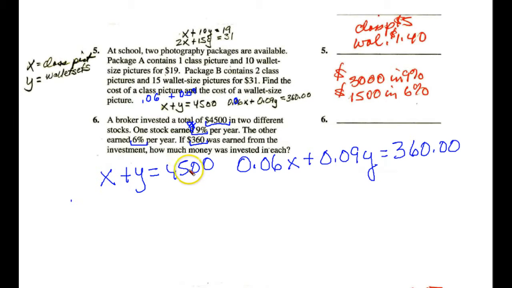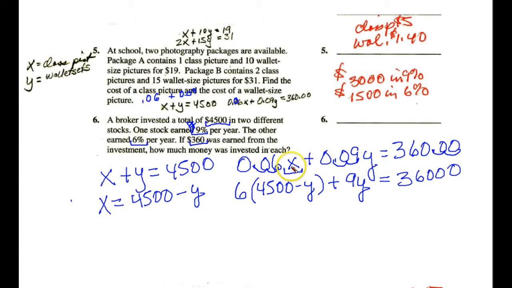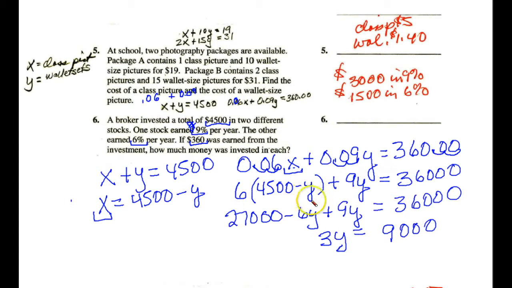Well, as we look at this, the more obvious way of doing it would be by substitution. We're going to say x equals 4,500 minus y. But first we're going to get rid of our decimals by multiplying every term by 100. So now we get 6x. We're going to put in our substitution for the x. We say x equals this, so that's where we're putting the x. Now we're going to multiply through. So as we do the multiplication, we get this, negative 6y plus 9y equals this.